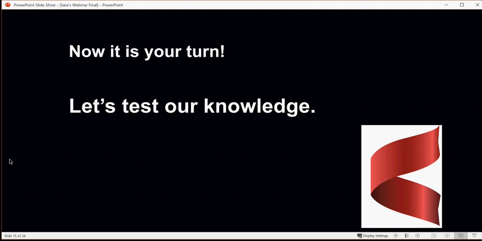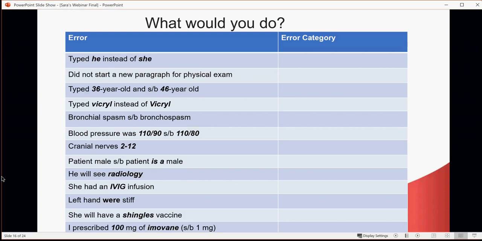All right. Now it is your turn. Let's test our knowledge. What would you do? If possible, can you grab a piece of paper and a pen or pencil and see how we do with some of the actual errors? Okay, first of all, you typed he instead of she. The report is about a female and it was clearly stated she. What do you think that error would go under?